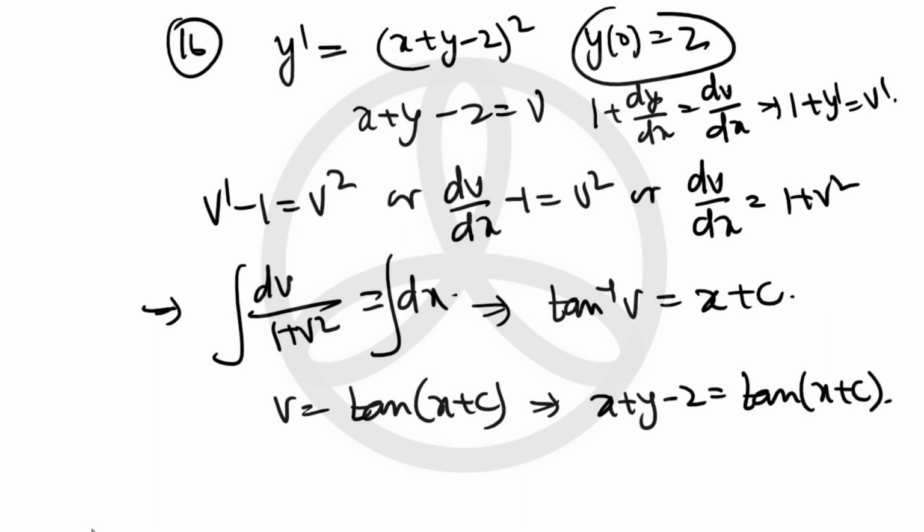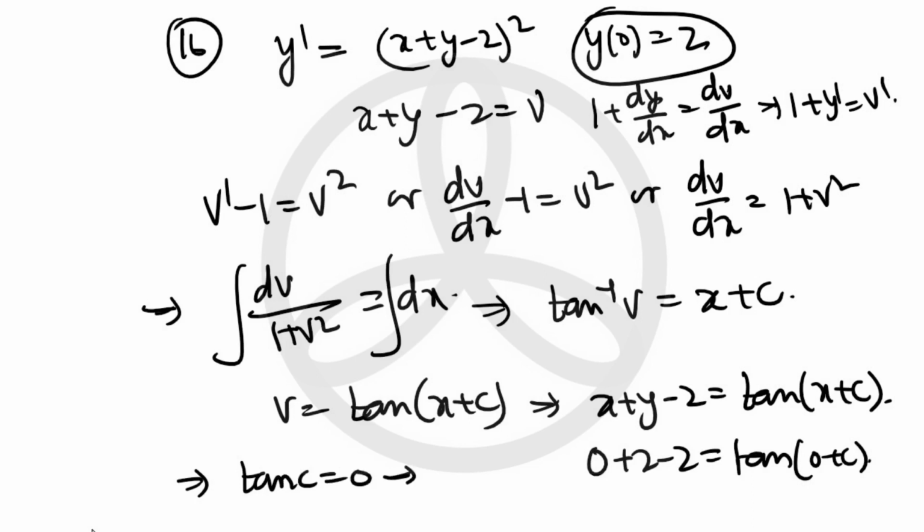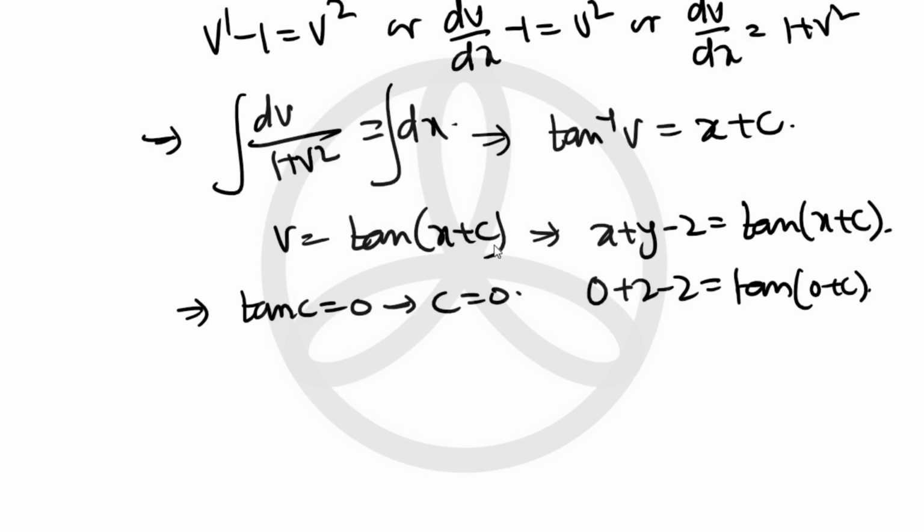Okay, use the initial value condition, x is equal to 0, y is equal to 2, so 2 minus 2 is equal to tan of 0 plus c. This gives tan of c is equal to 0, or c is equal to 0. Therefore, the final solution that we get is x plus y minus 2 is equal to tan x.